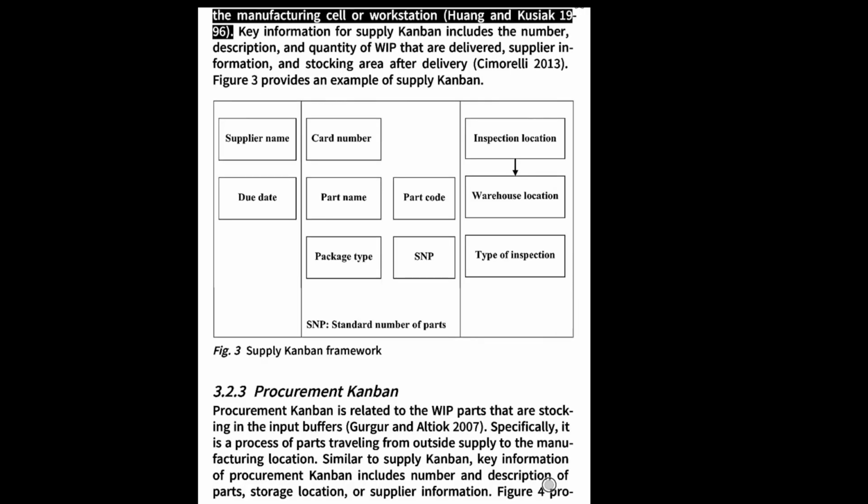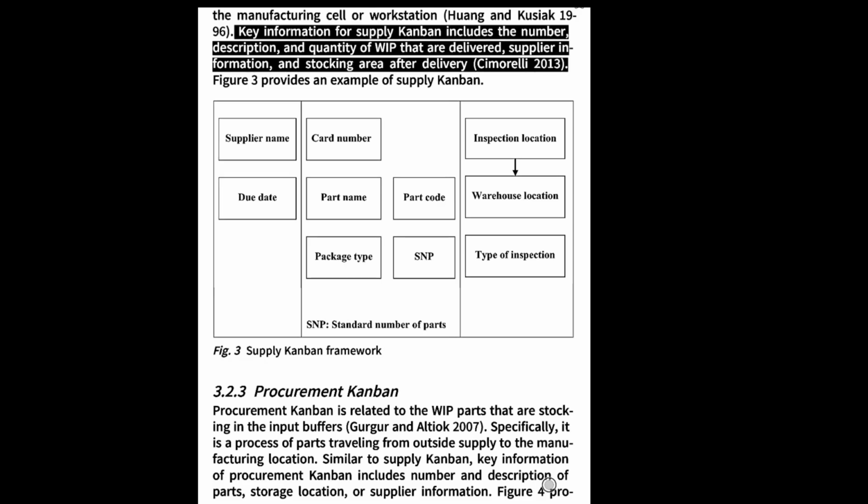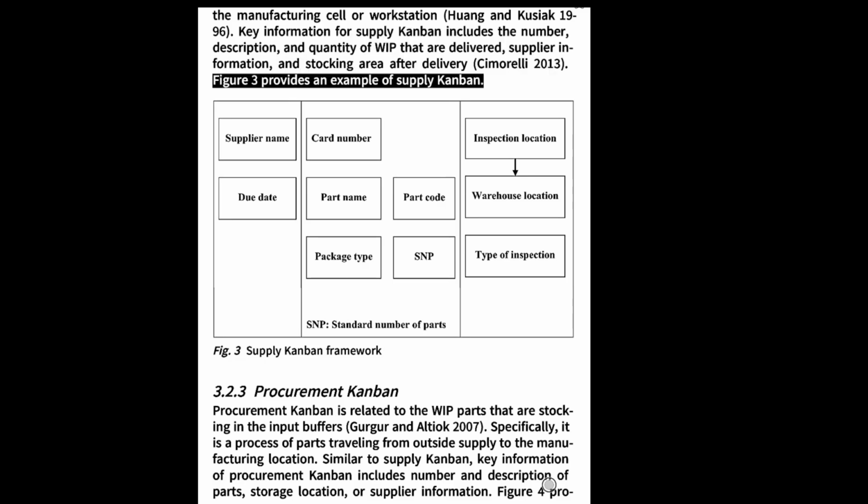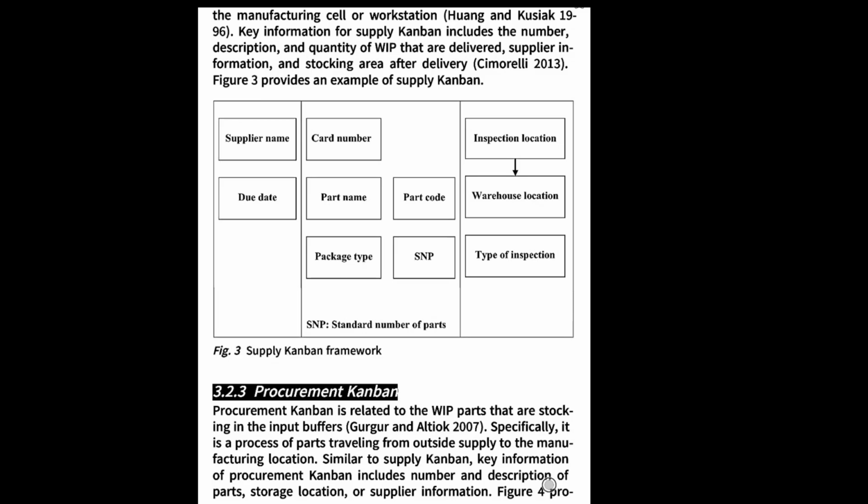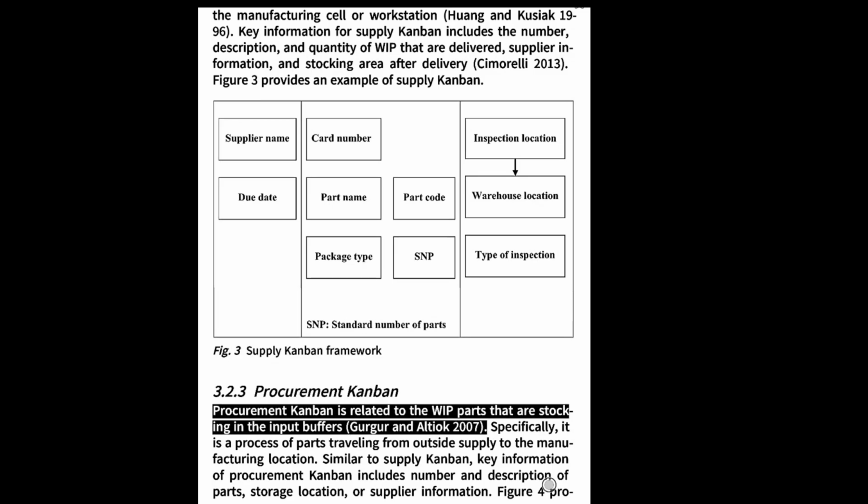Key information for Supply Kanban includes the number, description, and quantity of WIP that are delivered, supplier information, and stocking area after delivery. Chimorelli 2013. Figure 3 provides an example of Supply Kanban.